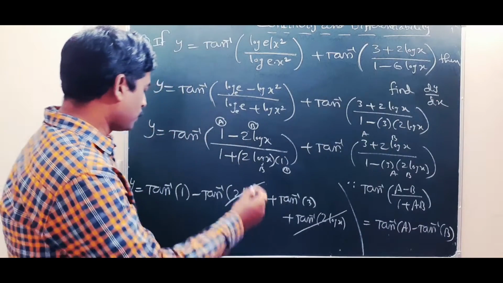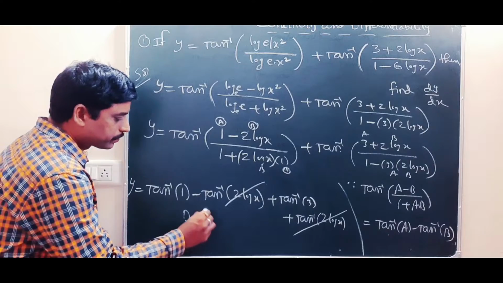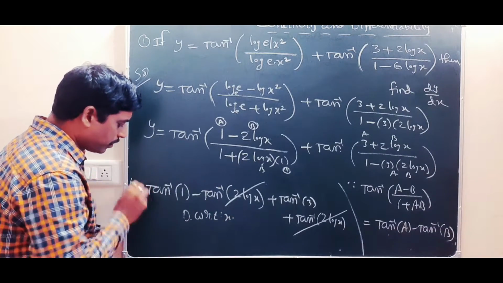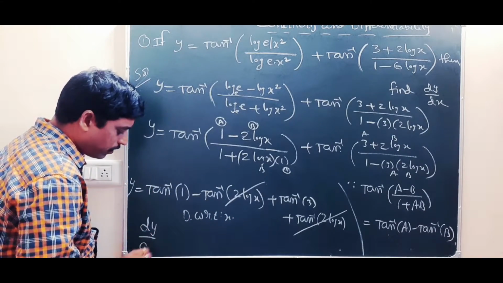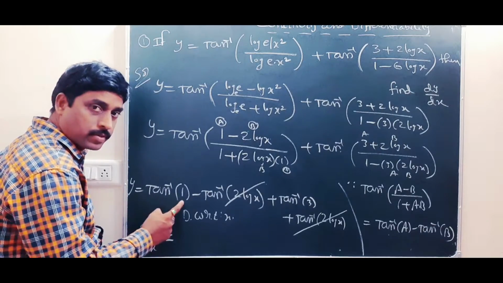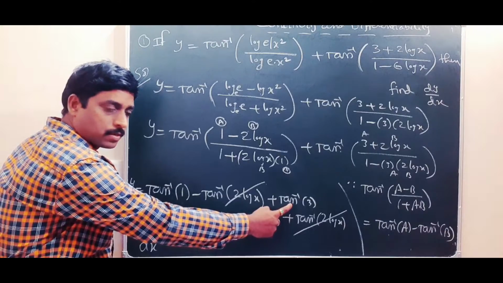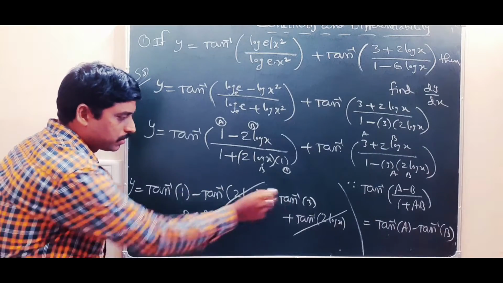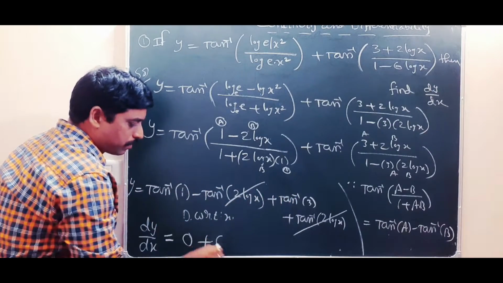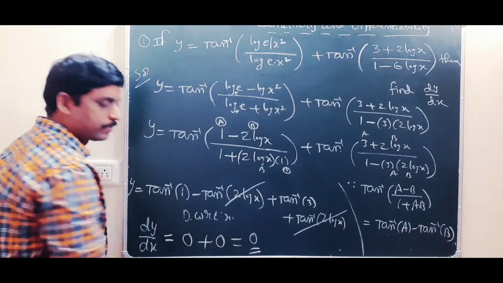So differentiation with respect to x on both sides. Differentiation of y, we get dy by dx. Tan inverse of 1 is pi by 4, this is constant. Tan inverse of 3 is also constant. So the derivative of a constant is 0. Answer is 0.